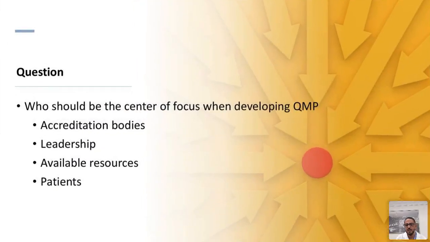So I have an interesting question here, and maybe we can answer it in the next slide. Who should be the center of our focus when we are developing the quality management plan? Who should we really focus more on to satisfy? I guess I asked that question at the beginning of my presentation. I'm going to repeat it now, and I'm going to explain in the next slide how, at least from my point of view, I see it.